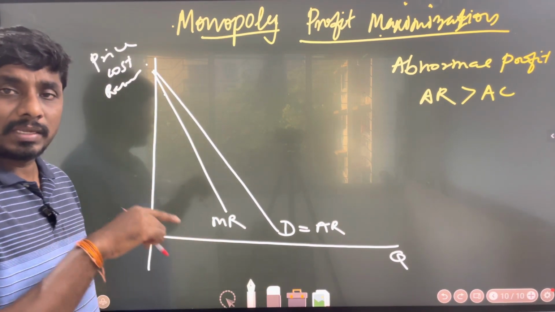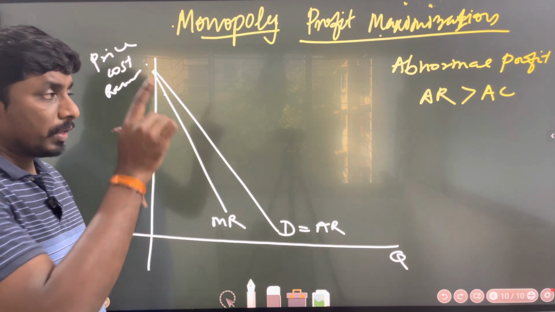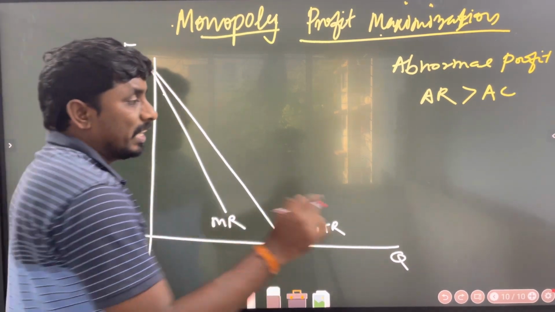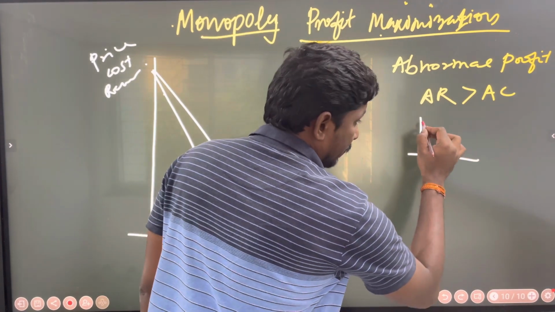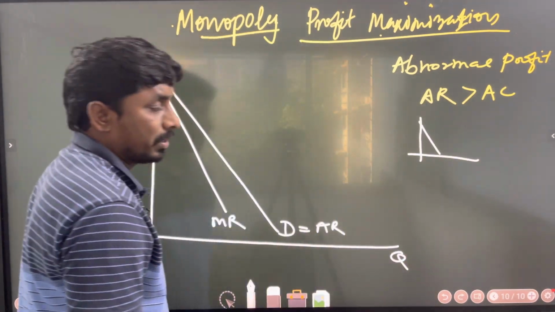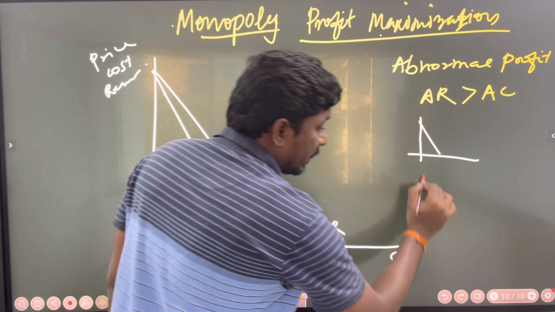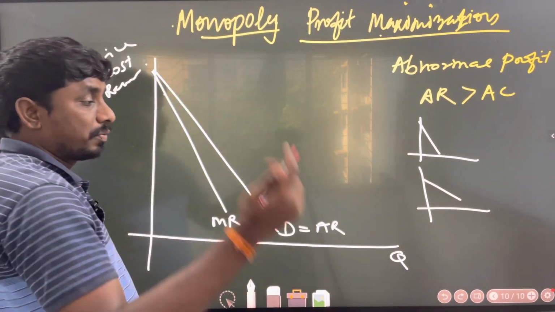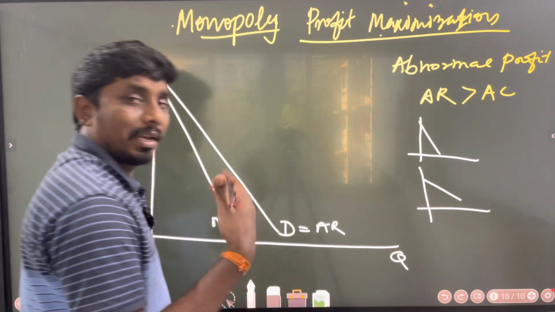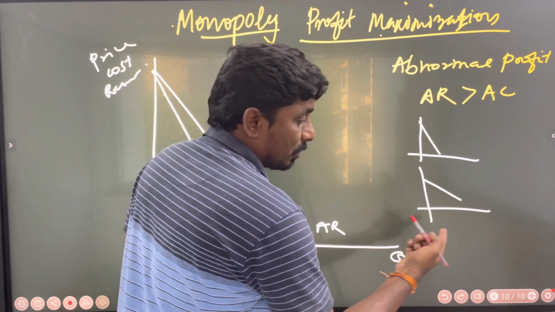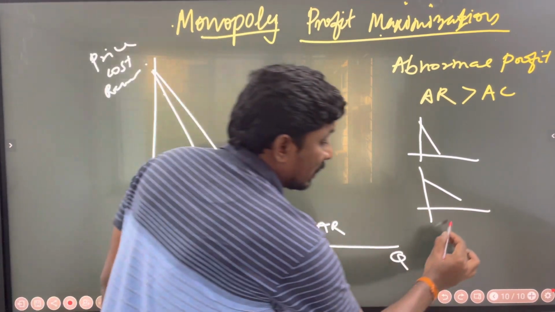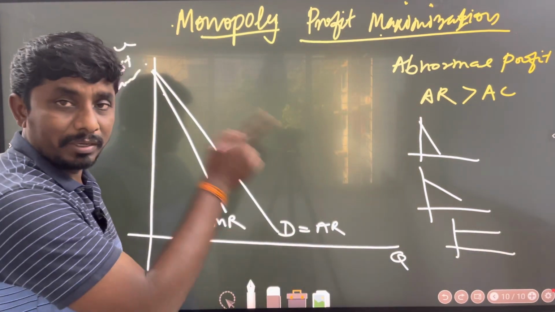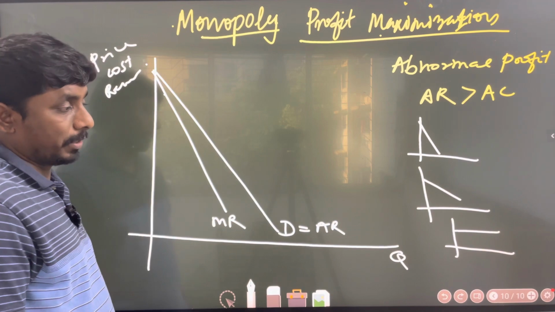In the elasticity concept, we have discussed that when there are no close substitutes, the demand curve is steeper. If there are more substitutes, then the demand curve is flatter. If there is an n number of substitutes and a homogeneous product, the demand curve is perfectly elastic. That's what we discussed in the perfectly competitive market.